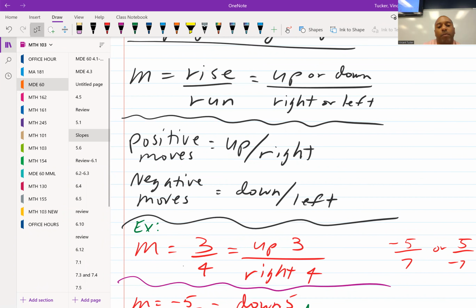So for an example, if I have +3 over +4, that means I would go up 3, right 4. Both of them are positive numbers, so we're going to do positive moves. It's rise over run: top numbers are up or down, bottom numbers are left or right. So I'm going to go up 3 and right 4.